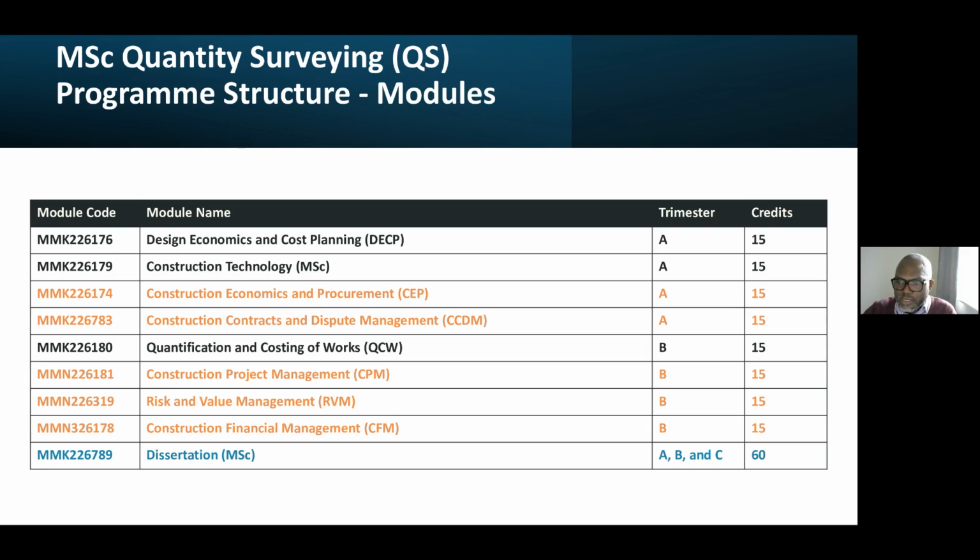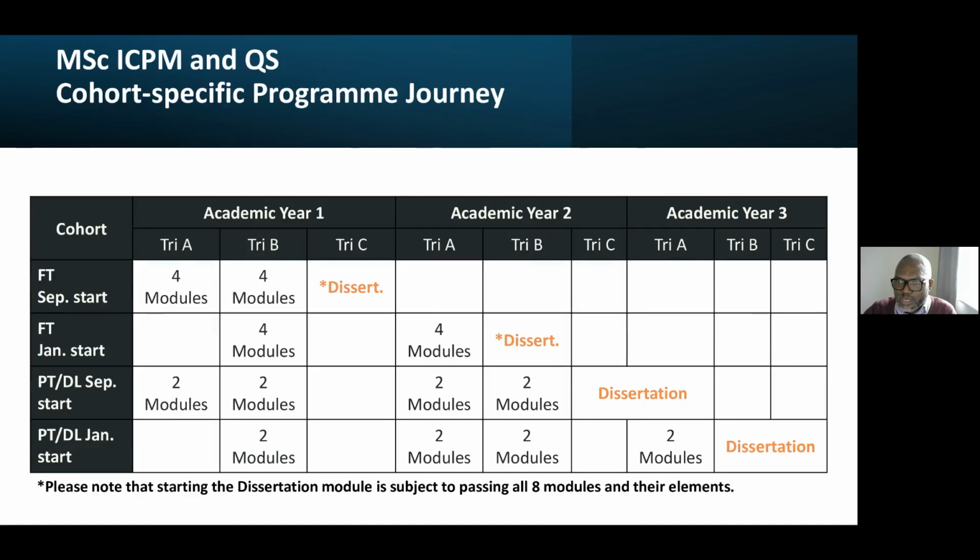And the next table would explain the breakdown of all of this. Let's take, for example, a student who's coming into this program on a full-time basis and starting in September. This September start is our Tri-A. So when a student comes in full-time, they do 4 taught modules from September up until January. And you conclude those 4 taught modules.